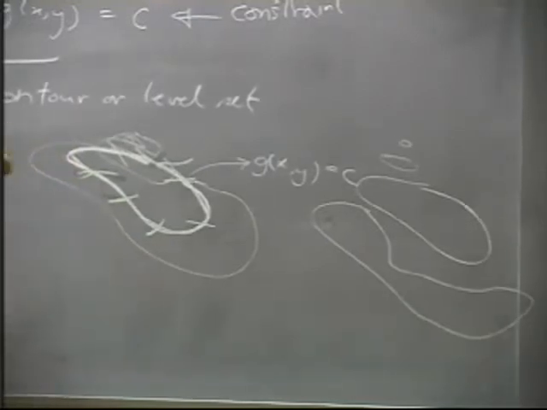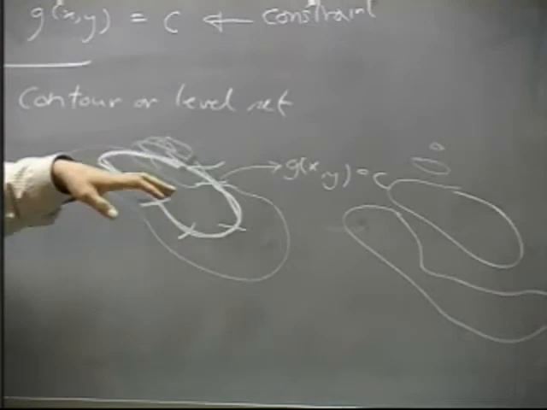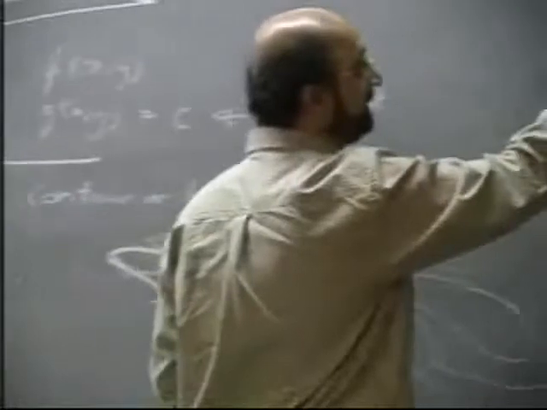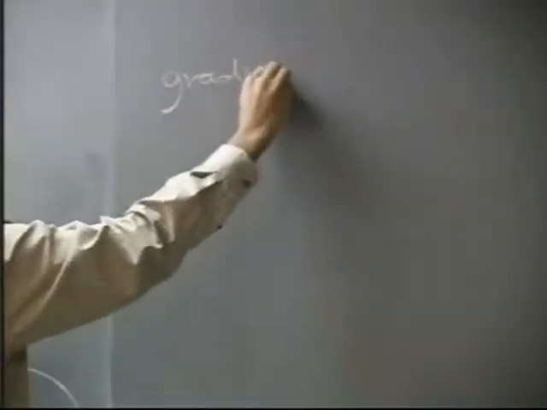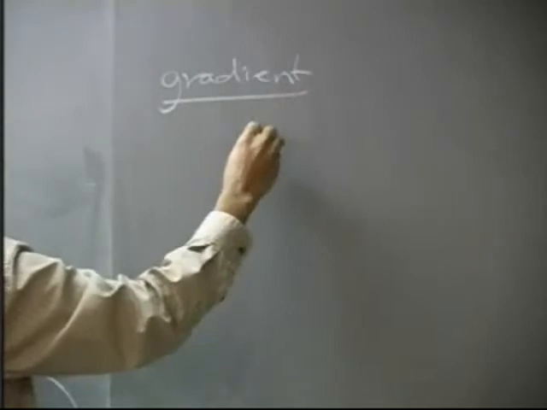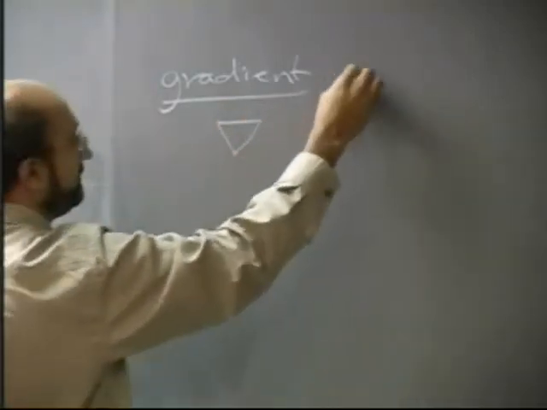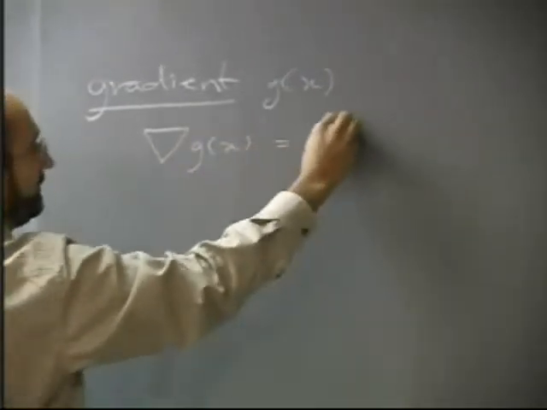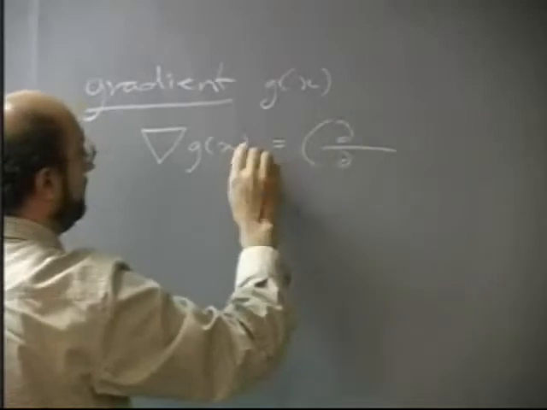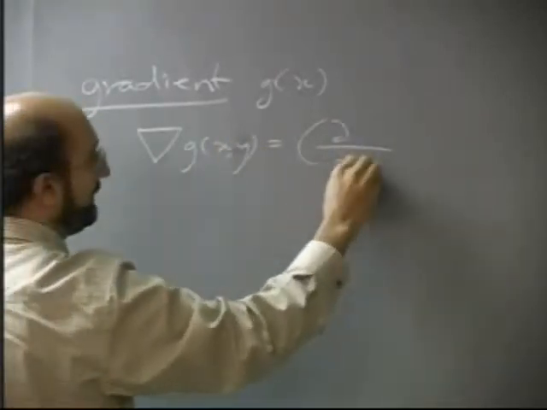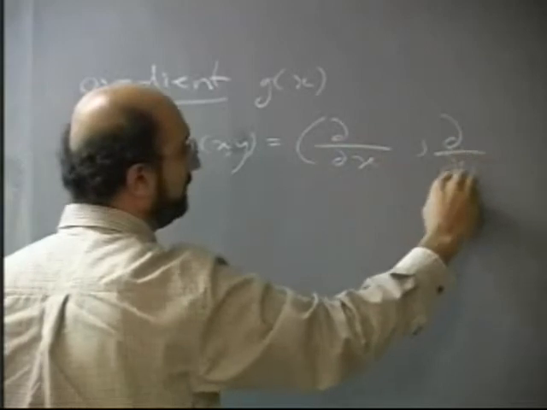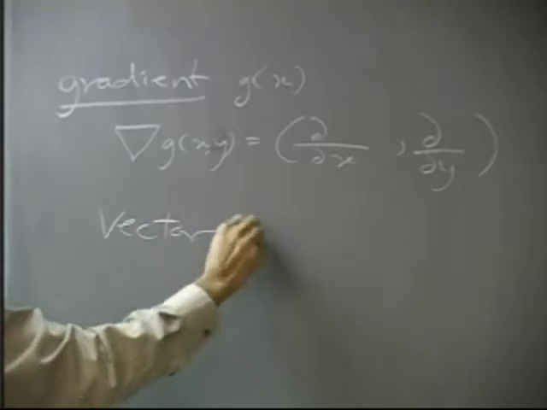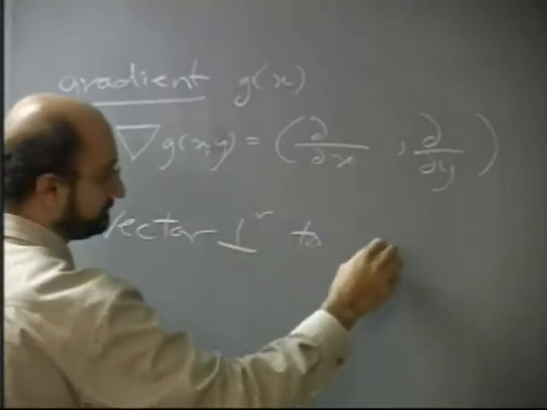And if you do that, what will happen is that the gradient of f and the gradient of g are going to match each other. Okay, not necessarily in sign. So what's a gradient? Probably should define that. Gradient is basically defined as this. Gradient of g(x,y) is just the partial del by del x, del by del y, and you can think of it as a vector that's perpendicular to the contour.